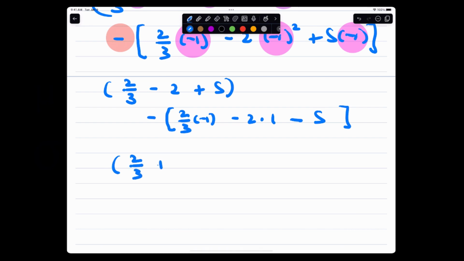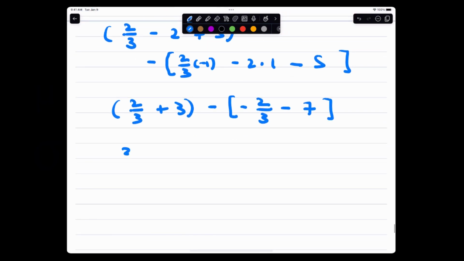Looks like 2/3 plus 3. Now minus -2/3 minus 2 minus 5. Isn't that just -7? You guys okay with that? And then I'm going to distribute. I'll get rid of the second set of parentheses. So distribute here.